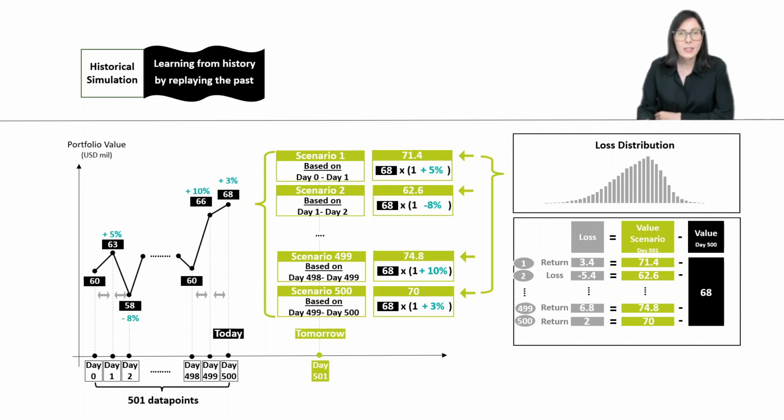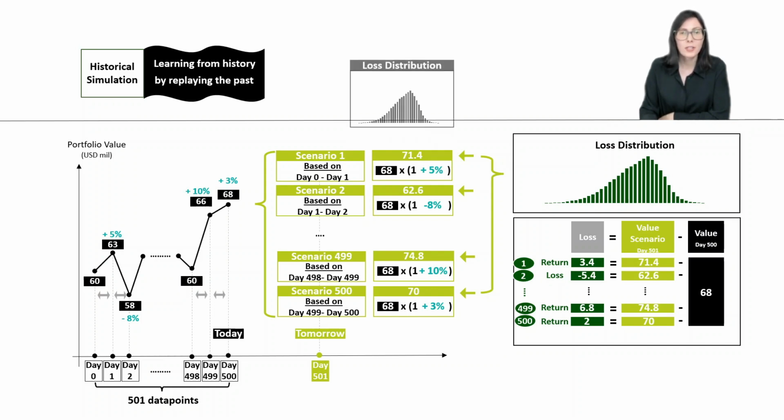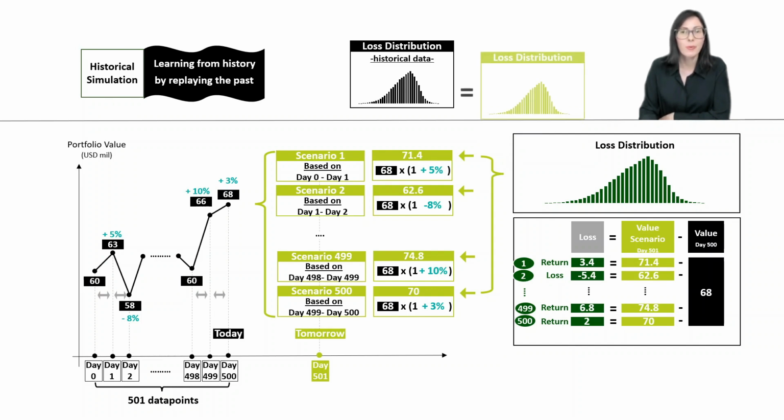And it is these losses and returns based on which the loss distribution is being plotted, and it is this distribution based on which value at risk and expected shortfall is identified. From a testability perspective, you need to be aware that the loss distribution that is based on the historical observed data has the very same shape as the loss distribution that is simulated based on the historical data. And this is obviously because we are in essence replaying the past.